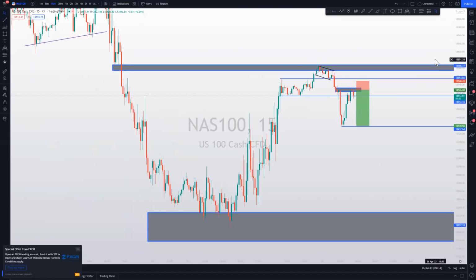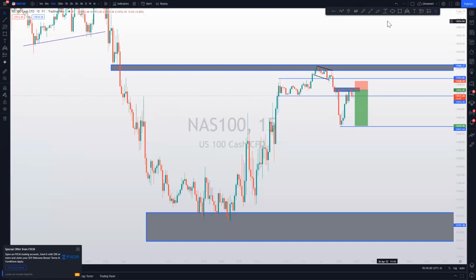I just look at the structure, then I trade the structure. I've been applying my levels, I've been applying a lot of key levels. So key levels play a role when it comes to Nasdaq and USDT compared to currencies.